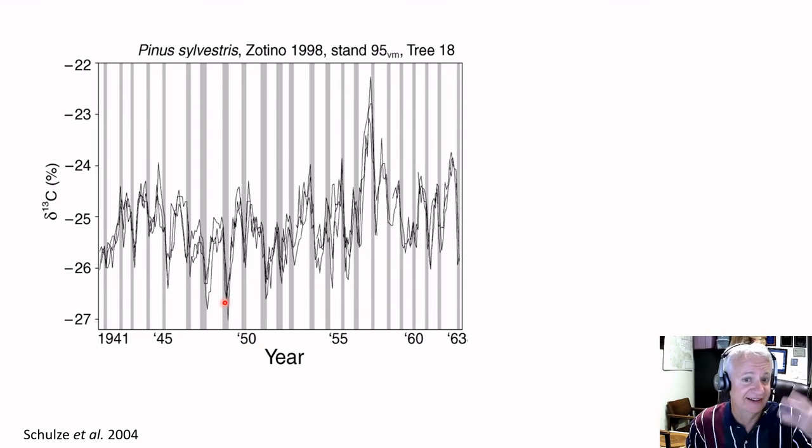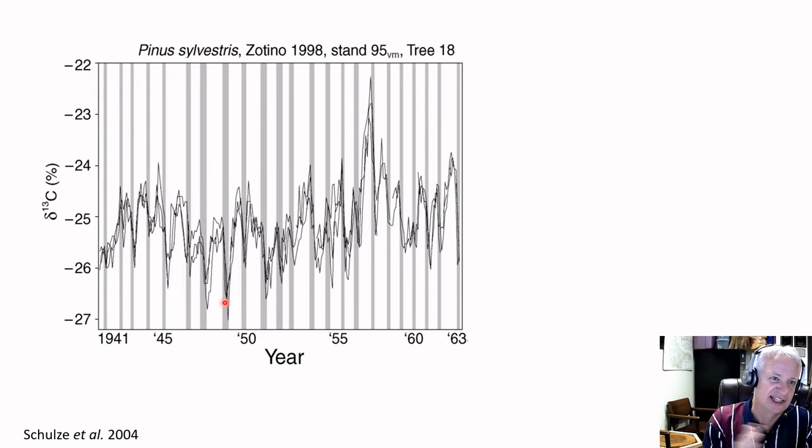So it's not necessarily a direct reflection of physiology at the time those cells are laid down. But it's a neat integrated effect. So there's a couple of things you can see. You can see, for instance, during this year, discrimination against C13 was much lower, less negative values.